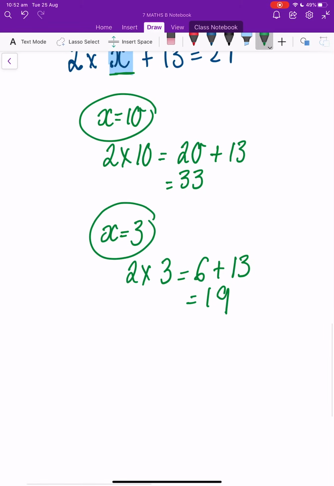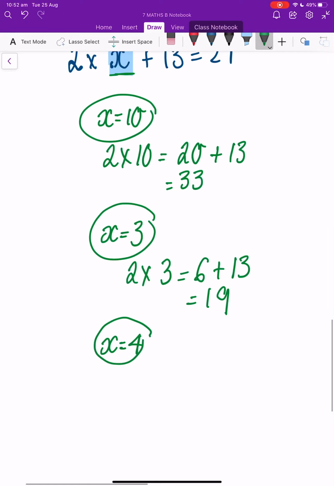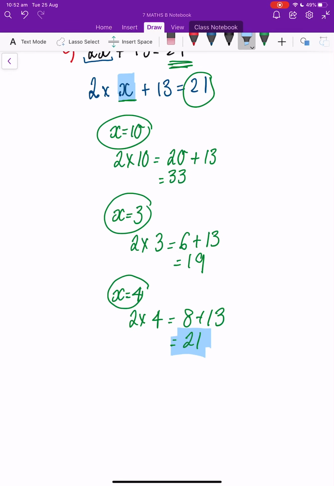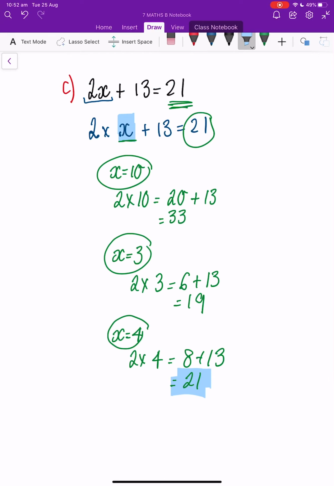Let's try to make x equal 4, because we want a bit of a larger number since 3 is too small. 2 times 4 equals 8, plus 13. That gives you 21, and that's your answer. Do you see how I've tried 3 different numbers? When I started with 10, I thought that number's too large, so I went to a lower number, all the way to 3. 3 was too small, so I went up slightly to a larger number, and then I eventually got there.